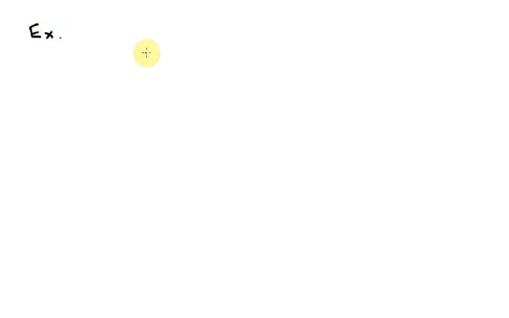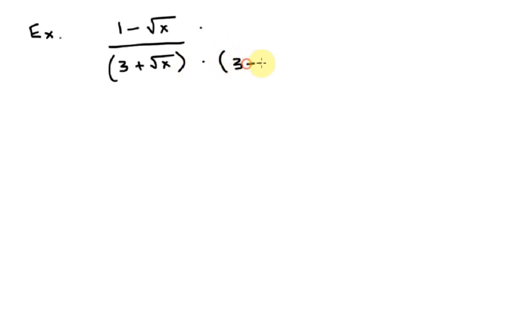So let's have a look at one more of those. So here we have 1 minus the square root of x on the top, and on the bottom I have 3 plus the square root of x. And our job is to rationalize the denominators. Okay, so I'm going to use the conjugate. Because there's more than one term on the bottom, I'm going to multiply the top and bottom by the conjugate. Notice what I'm doing here. It's the same terms, but instead of plus, this time it's using minus.